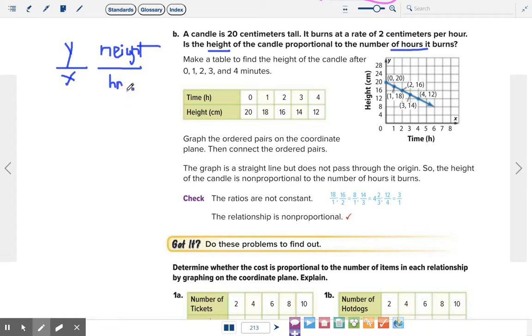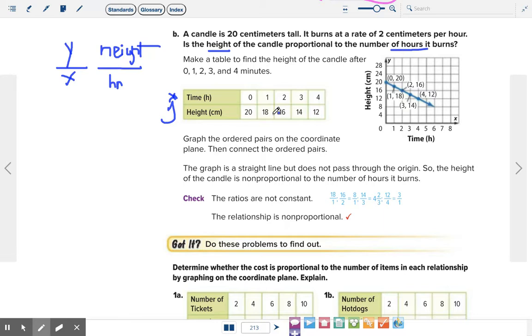So height, hours. When we make a table, we always put x first, so time, and your y second. So height. So then they told us what to plug in for time. So it tells us the candle is 20 centimeters tall. So that means after 0 time of it burning, it's already 20 centimeters tall. It burns at a rate of 2 centimeters per hour.